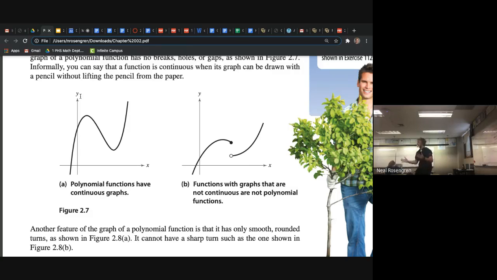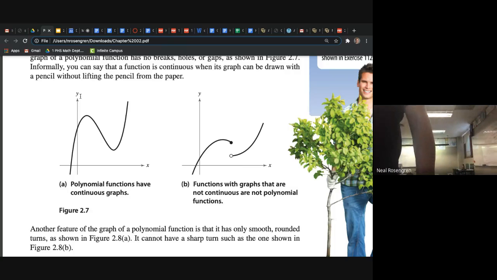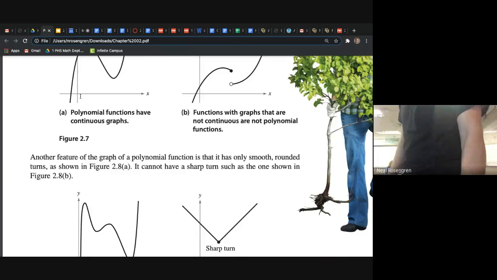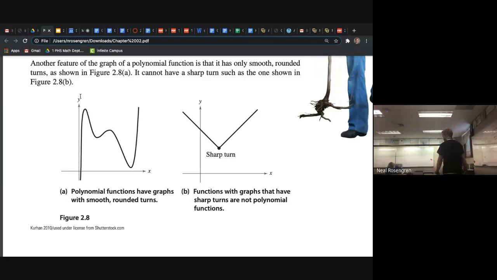Okay, polynomials, continuous. Love them. Makes it so much easier to deal with. Here's the other thing about polynomial graphs that we really like. They're smooth. They're round. They have these nice, gentle turns to them, so that when we connect all of the important points along the way, we can do it in a manner that's kind of artistic in a way. Like there's nice, gentle turns.